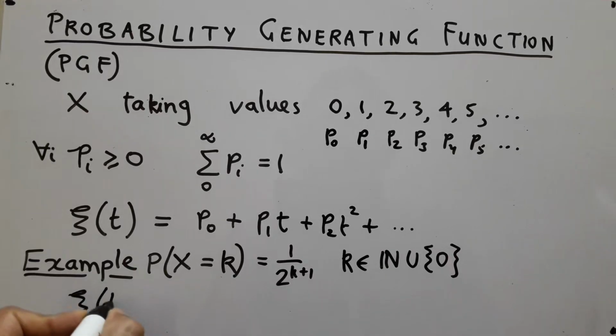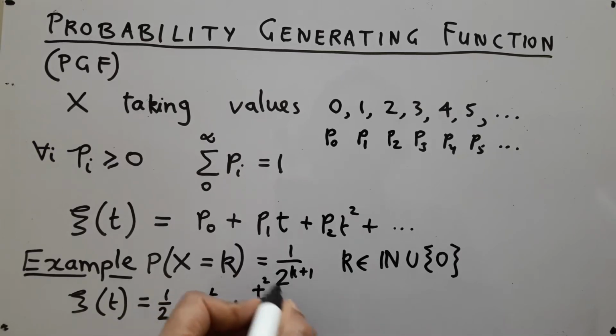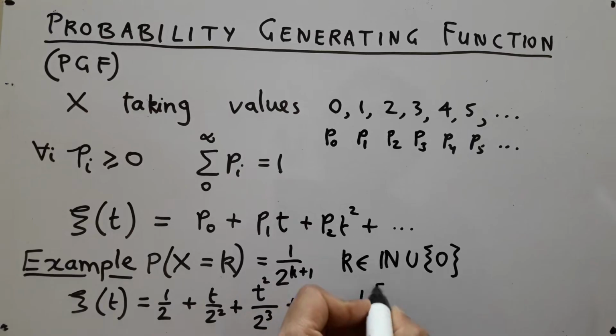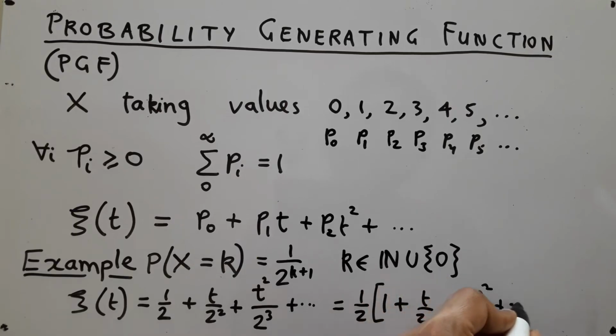So I will just apply the formula. The first thing is just half. The next is again half, but t by 2. Again, now half squared, then it is t squared, and it goes on like this. So I can write it in this way. I will take the half common and it is 1 plus t by 2, plus t by 2 squared, dot dot dot.